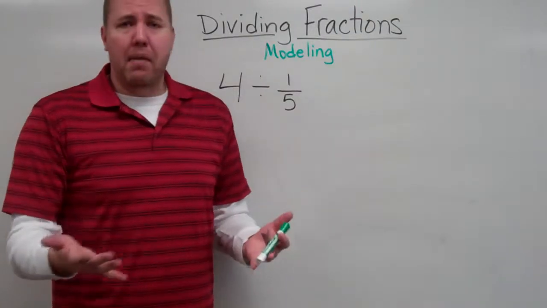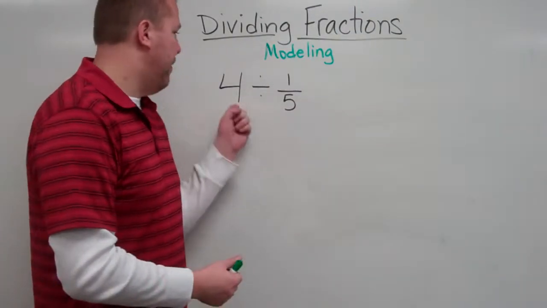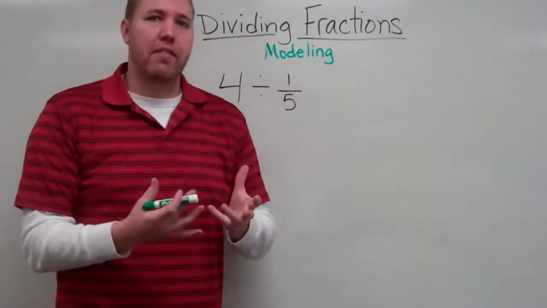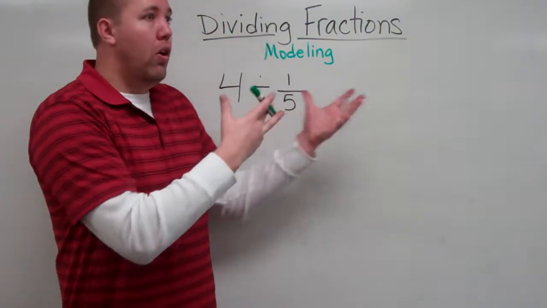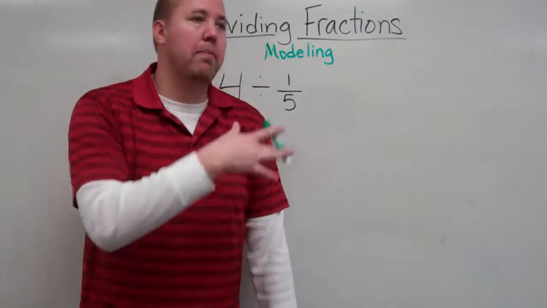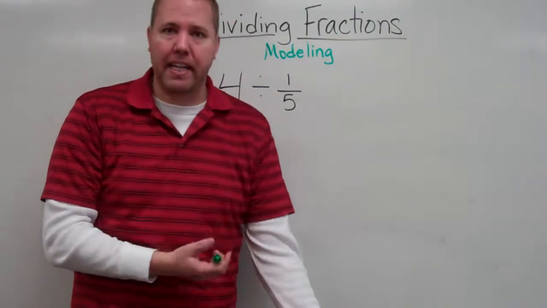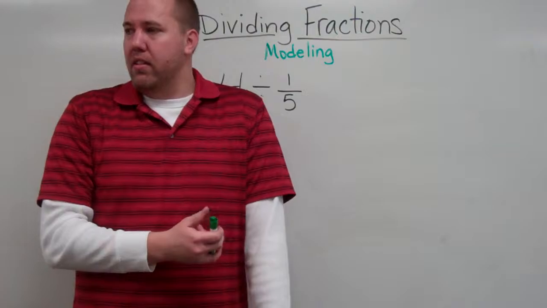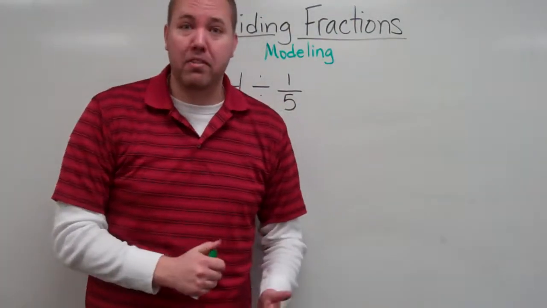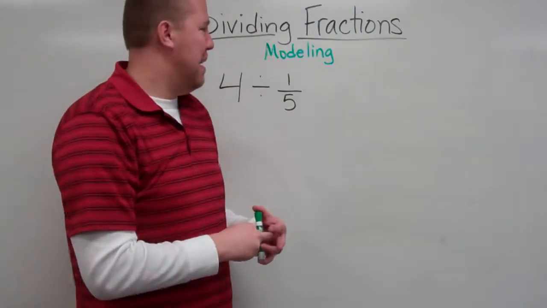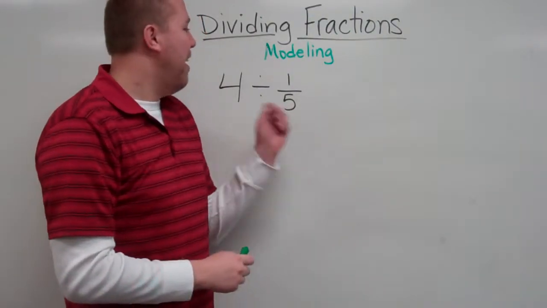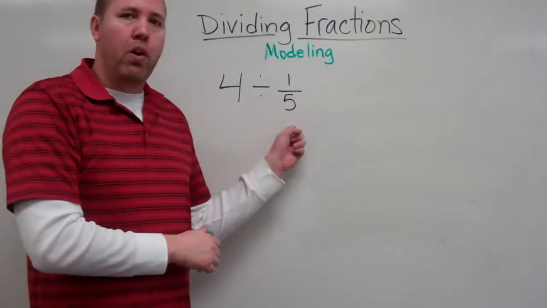Whatever that means, we need to look at 4 wholes is what I have. That's the dividend. That never changes because that's what I have. I have 4 wholes of something, whether it be bags of Tootsie Rolls, whether it be pies, whether it be desks full of mess. Okay, since I'm in the classroom, you know, real life problem right there. Anyway, 4 divided by 1/5.